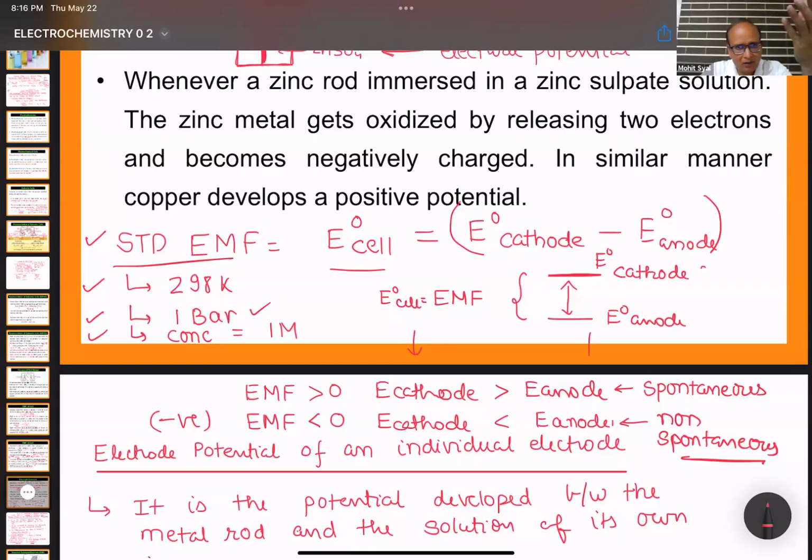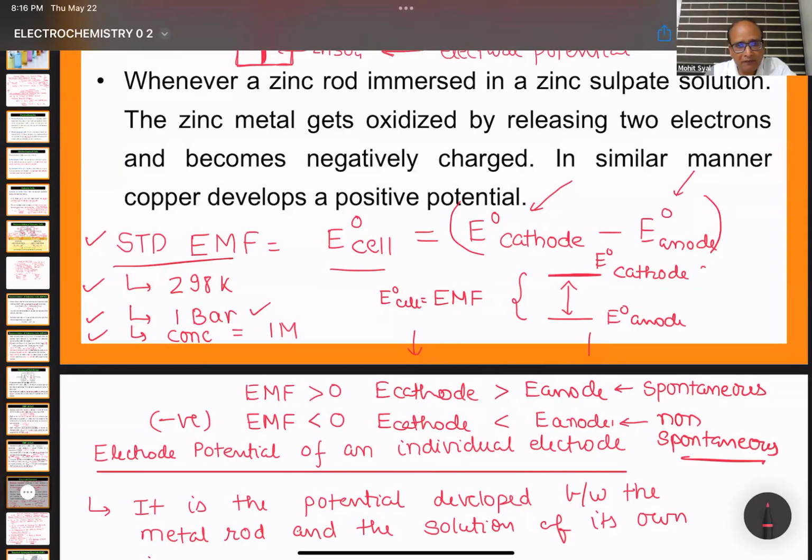For example, if you take a pencil cell, all of you have seen, which we put in our remote, right? We use that. What is the EMF? Can any one of you tell me in the pencil cell which we use in our homes? 1.5, yeah, exactly, 1.5 volt. That is the difference of the two electrodes, positive and negative. Right, Aisha? Marwa, is it clear? Yes, sir.